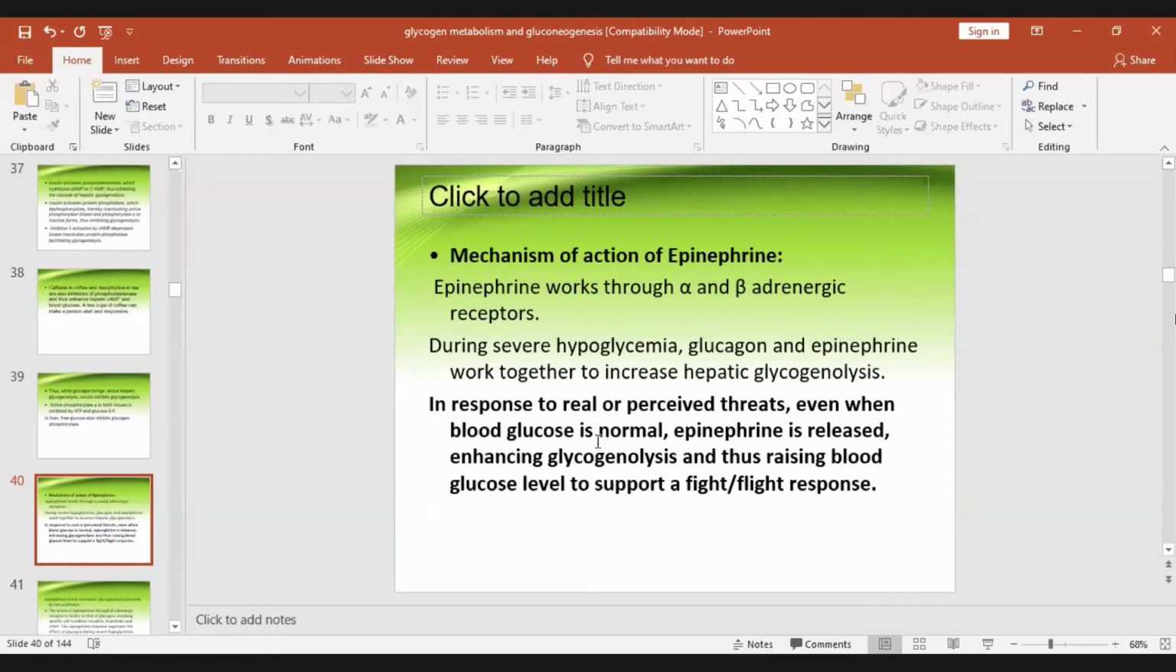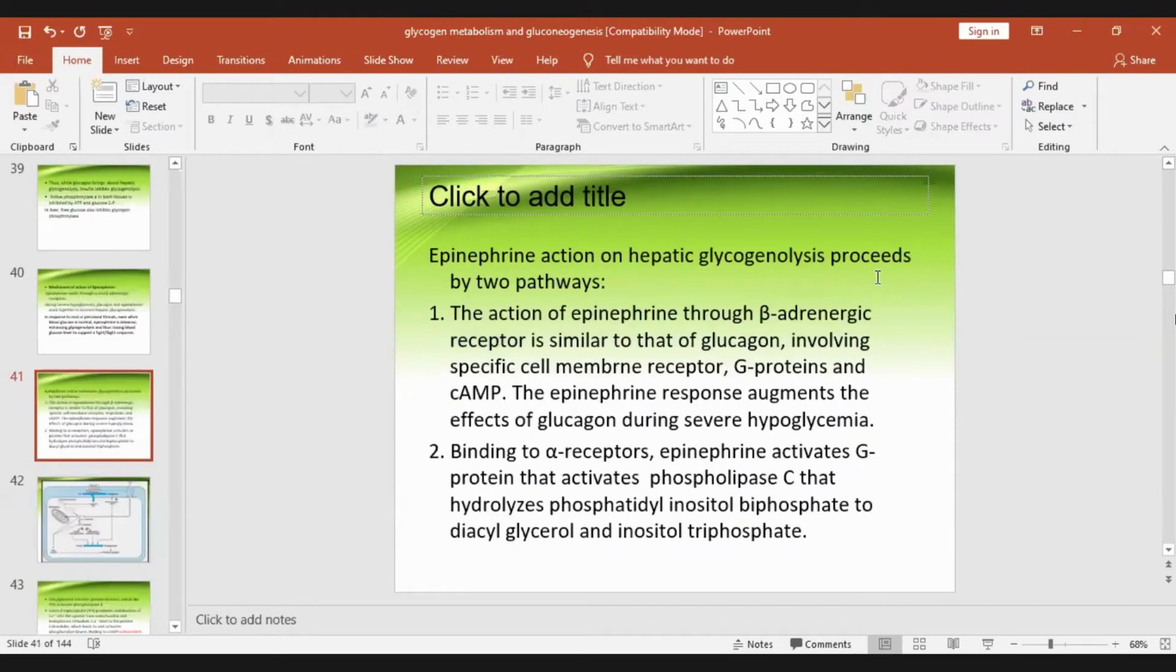Epinephrine acts on hepatic glycogenolysis by two pathways. One consists of beta adrenergic receptors. The action of epinephrine through the beta adrenergic receptors is similar to that of glucagon acting through cyclic AMP: adenyl cyclase, cyclic AMP dependent protein kinase, phosphorylase kinase, and phosphorylase.